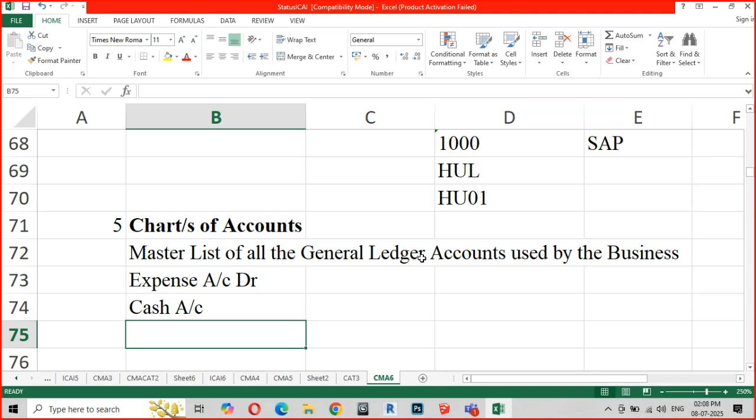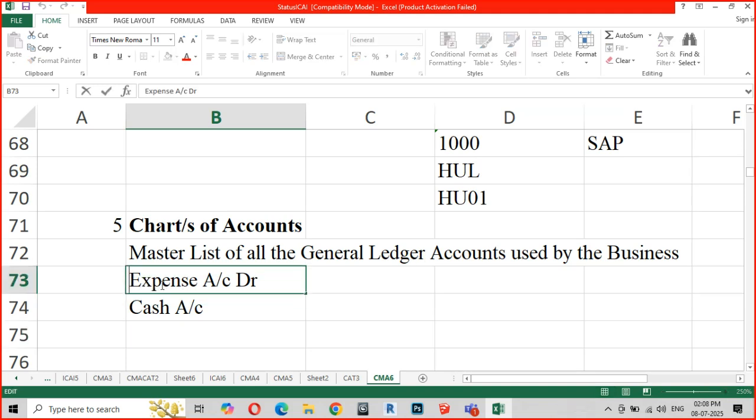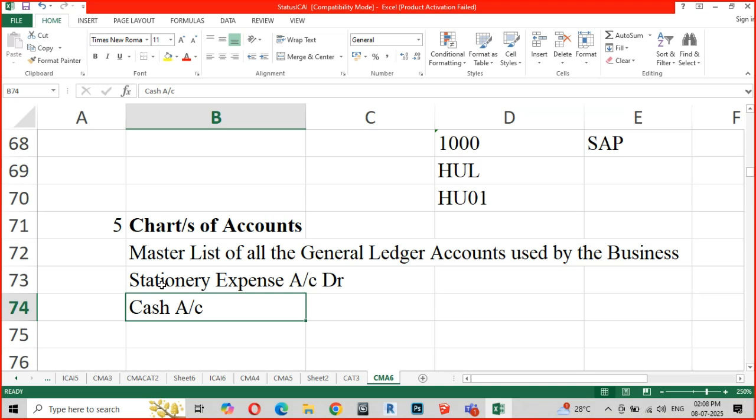To enter this particular transaction, you can also use the stationary expense account, debit to cash. You must have these two general ledger accounts: your stationary account and your cash account. You need to have these two general ledger accounts.